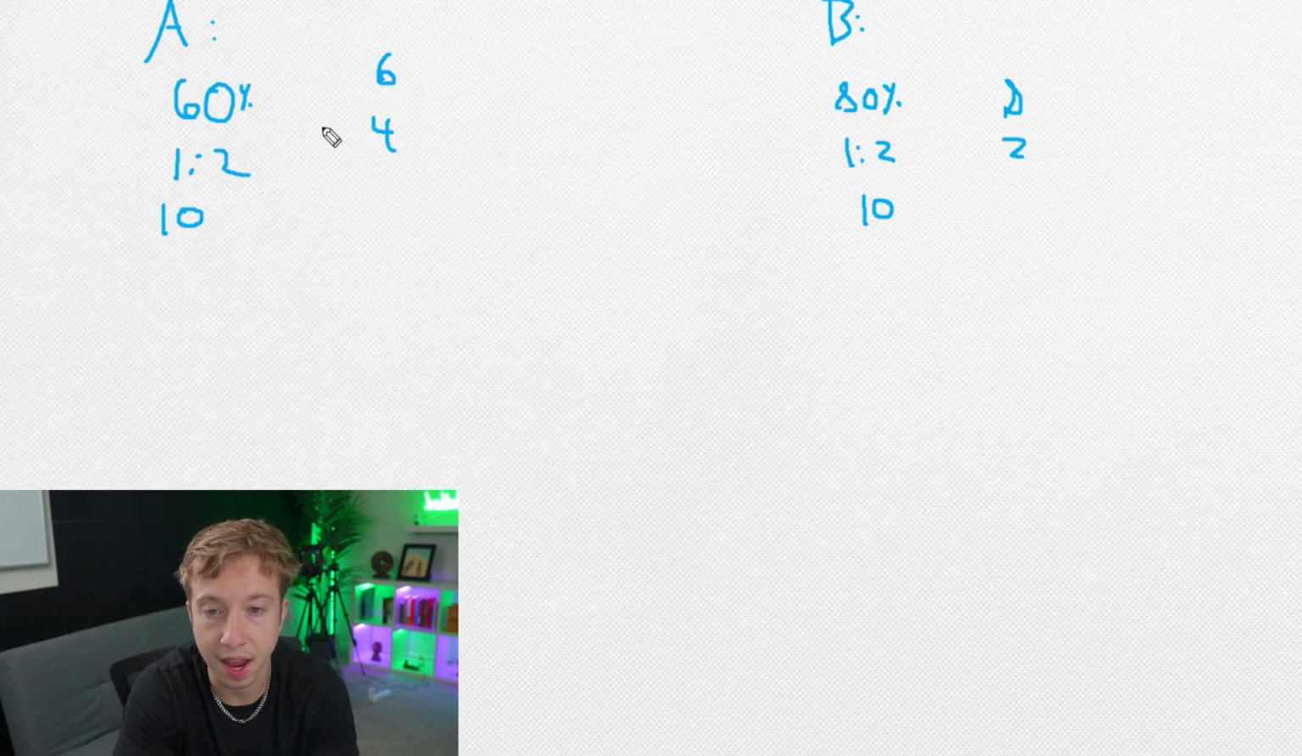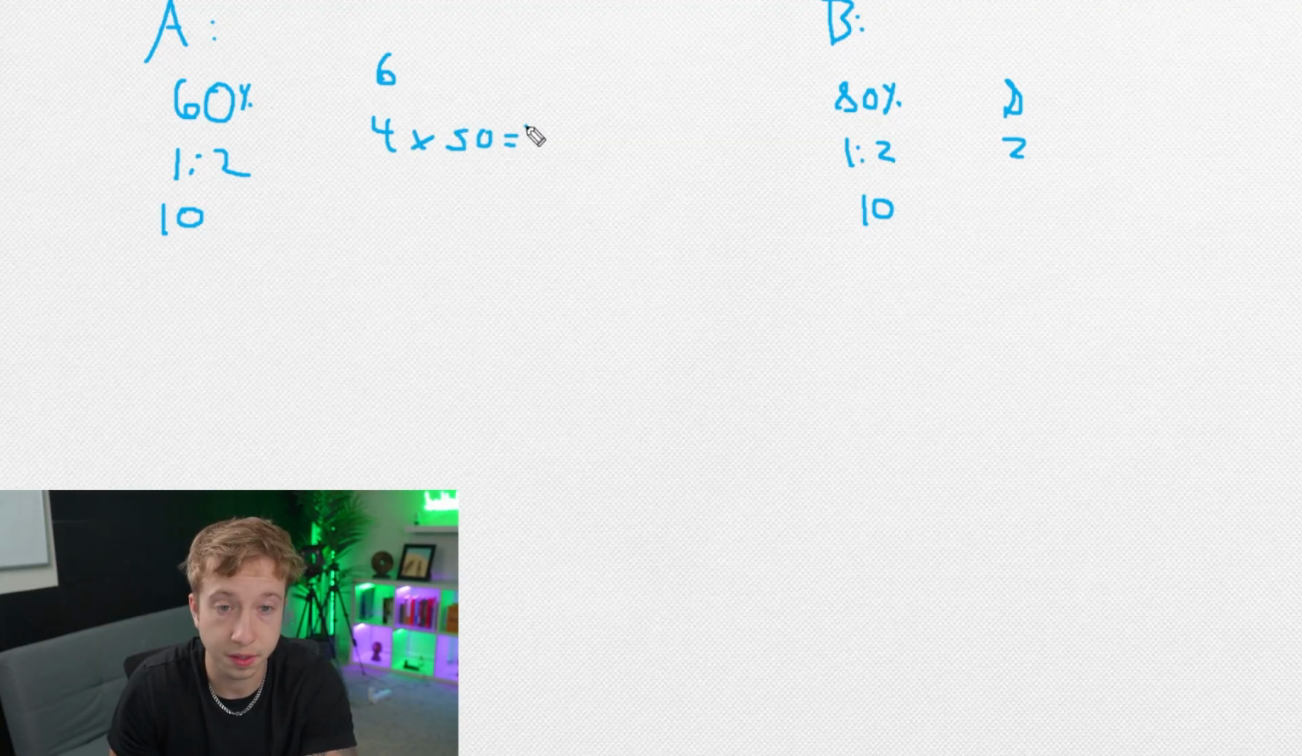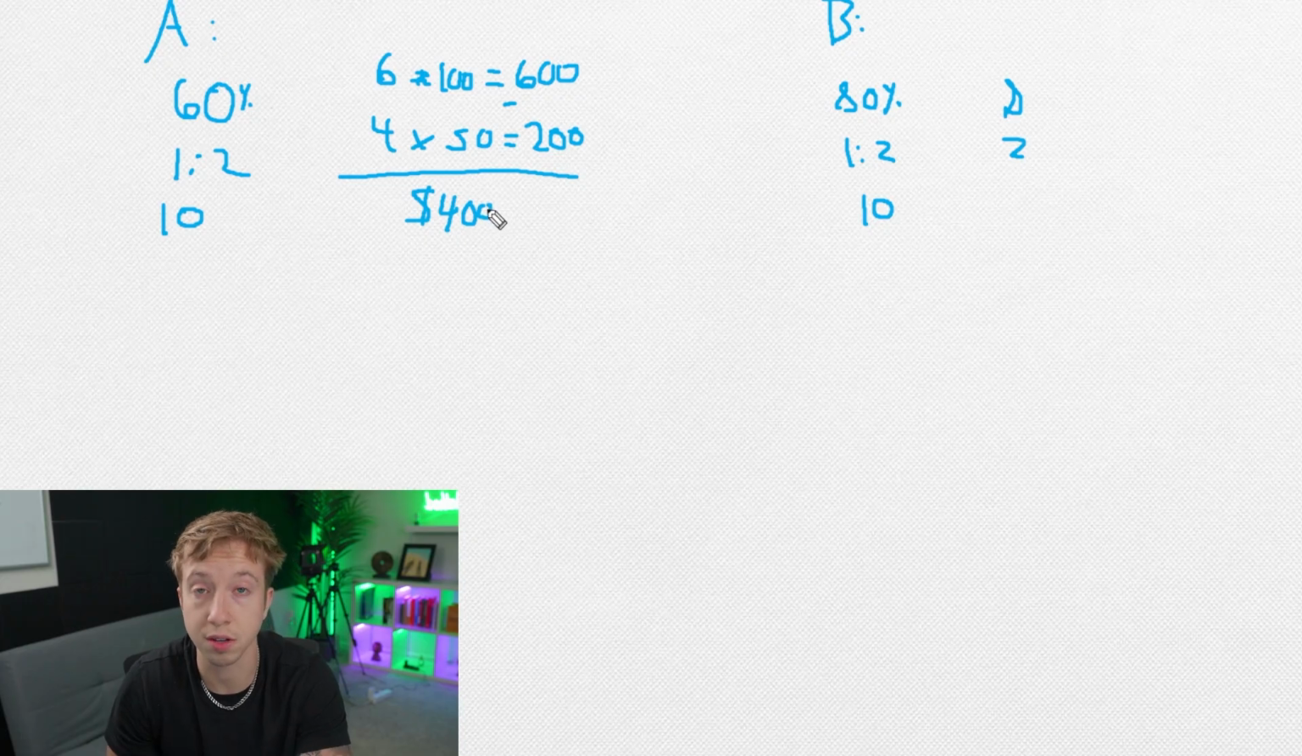But let's say every single loss that he takes, he loses $50, and every win that he gets, he makes $100. Let's keep it simple. So you're going to do this times 50. He lost about $200 with his losses. Times this by 100, it's going to equal 600. 600 minus 200, you're going to get a total net profit after 10 trades of $400.